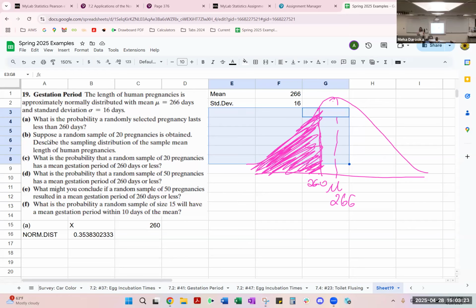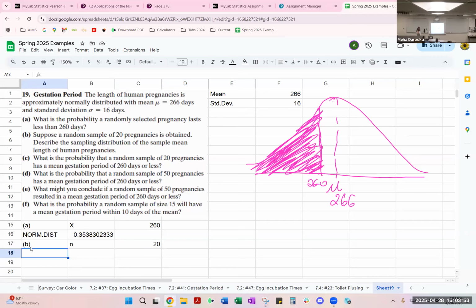Now they are saying, suppose a random sample of 20 pregnancies is obtained. Describe the sampling distribution of the sample mean length of human pregnancies. Okay, so what are we going to do here? They're giving us a random sample of 20 pregnancies, right? So that's going to be our little n, our sample size.